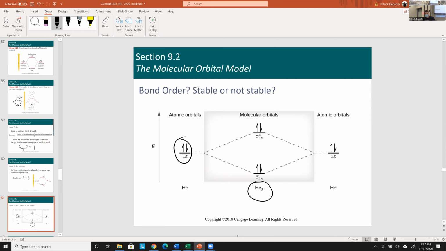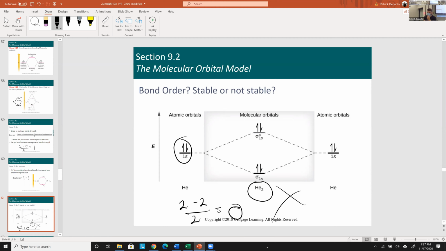Put them in these molecular orbitals, you have 2 electrons in the bonding and 2 electrons in the antibonding. So the bonding electrons is 2, antibonding is 2, divided by 2 is 0. If your bond order is 0, it can't happen. So it's not stable, can't happen, because there's no benefit of it happening. Every bond that forms has to release energy in order for it to be stable.